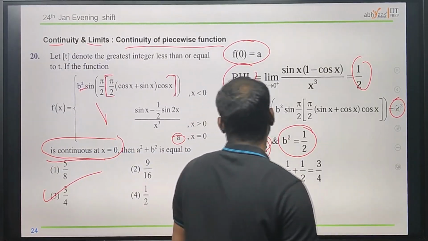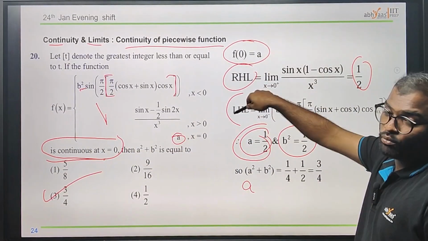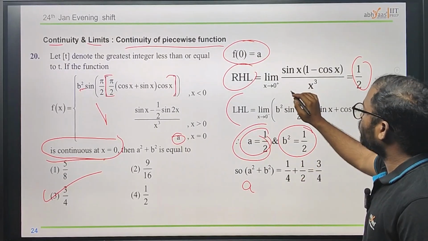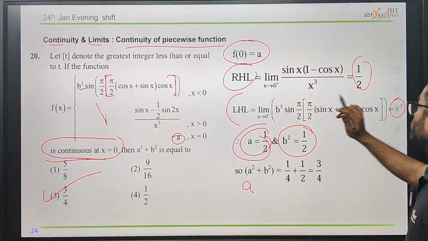It is a simple one. You just need to check the finite values and both the RHL and LHL in order to find this one. I hope you all know how we can find this one.